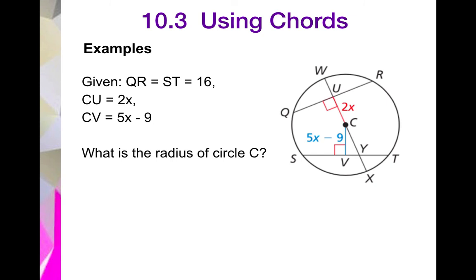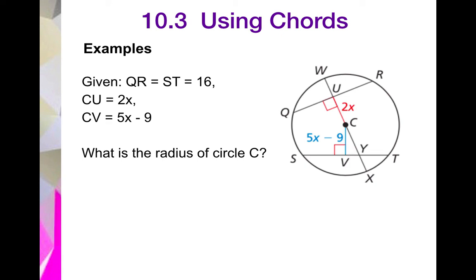And in this problem, you can see that we have a diameter that's perpendicular to a chord. And we know through that one theorem that it splits this chord perfectly in half, and it also splits the arcs. Since QR is equal to ST, they're congruent, then that means that they're equidistant from the center. So this is equal to this. 2x is equal to 5x minus 9, and you can solve for these parts.